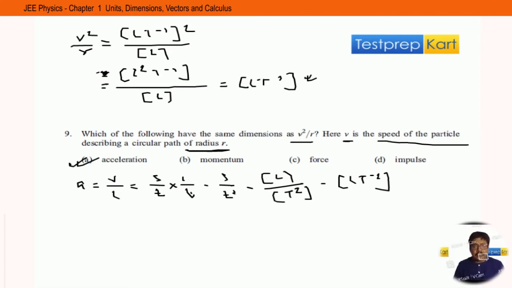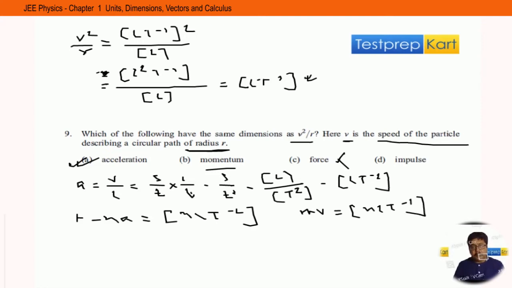Why not the other things? As we know, force is equal to MA. MA means M L t to the power negative 2, so it can't be. What is momentum? That is mv, which means M L t to the power negative 1. Whereas we have got the dimensions as L t to the power negative 2, so it also can't be.